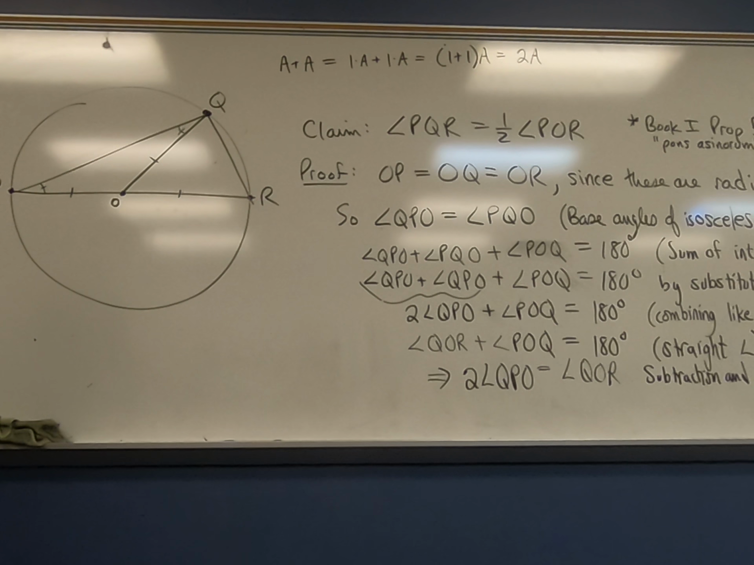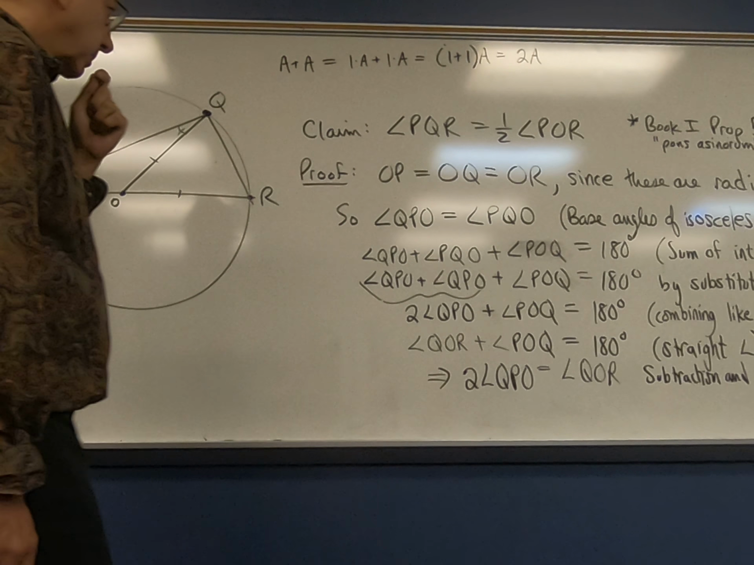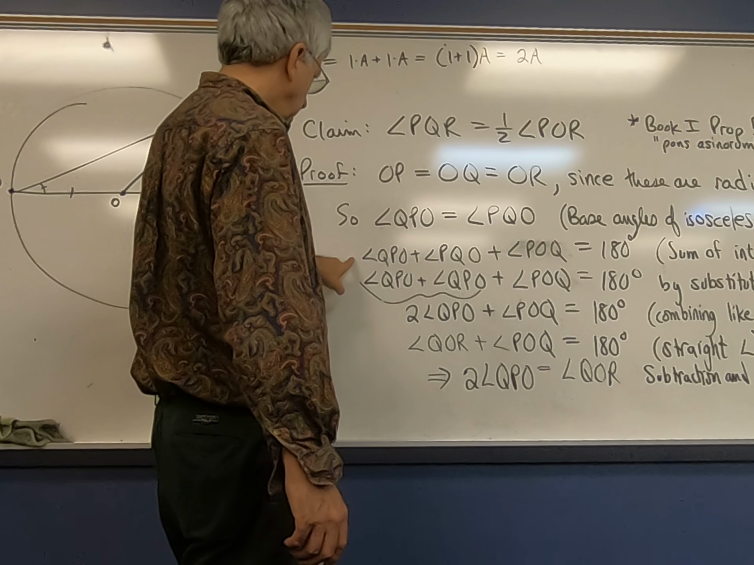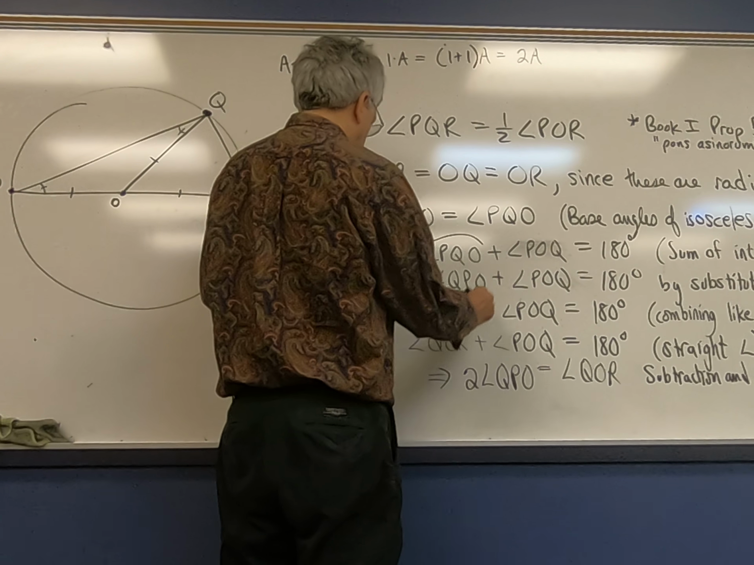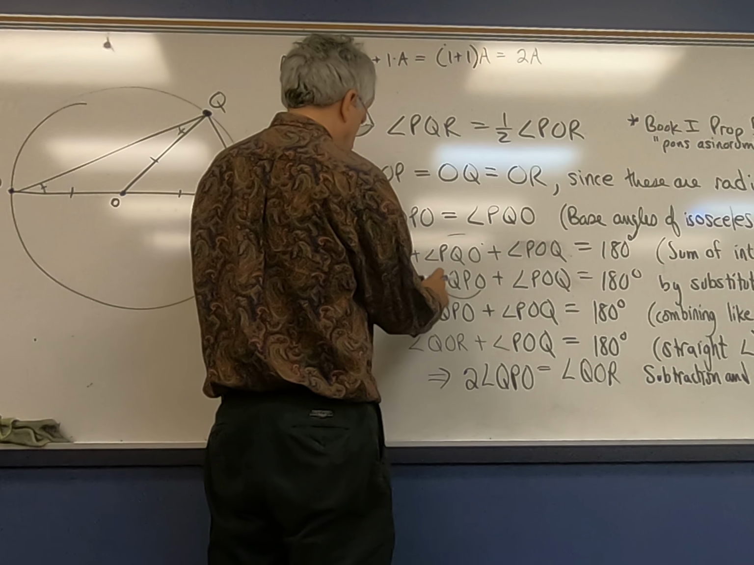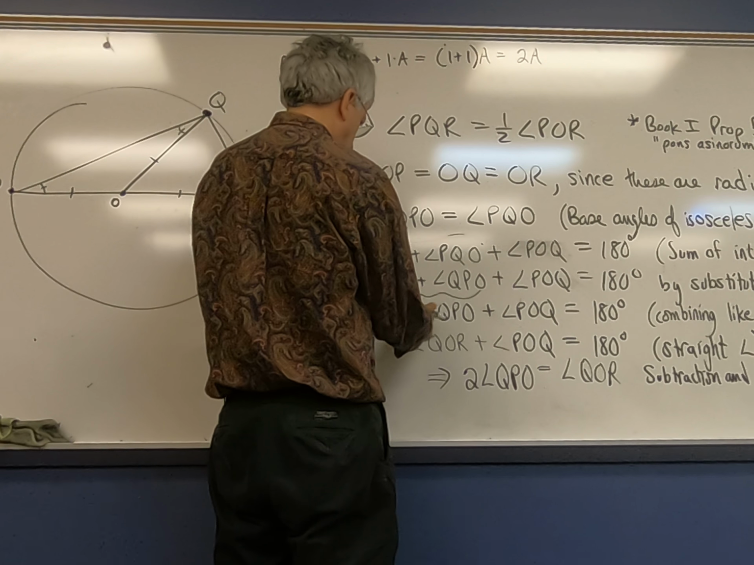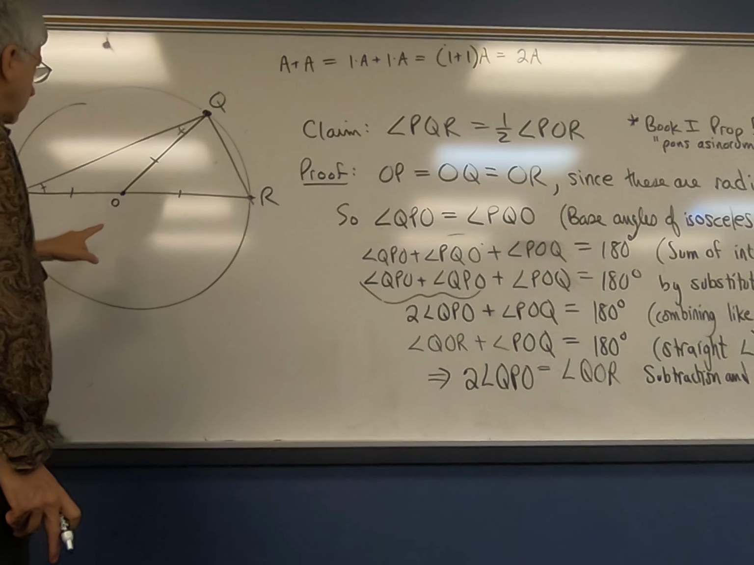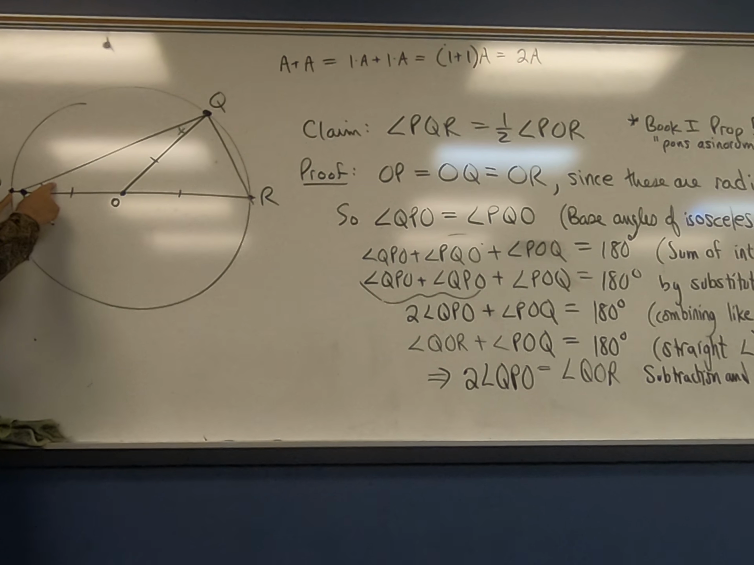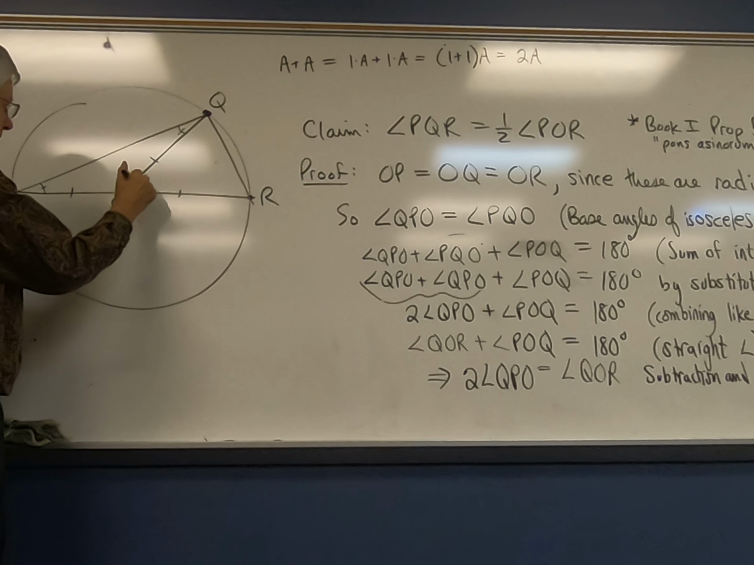Wait. Shouldn't that be PQO, not QPO? In the second line right here. You rewrote it to substitute. Did I miswrite it? By substitution. Yeah, so I combined these. So I did substitution here, and then I combined these things and got twice QPO. So twice this angle is QOR.